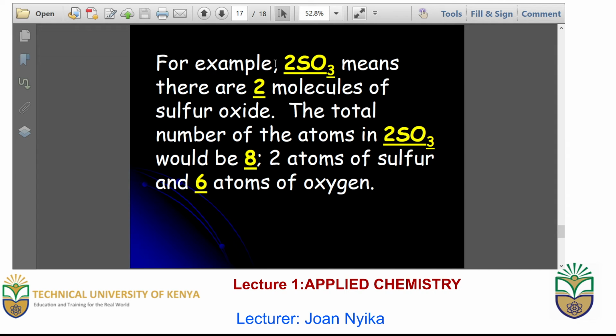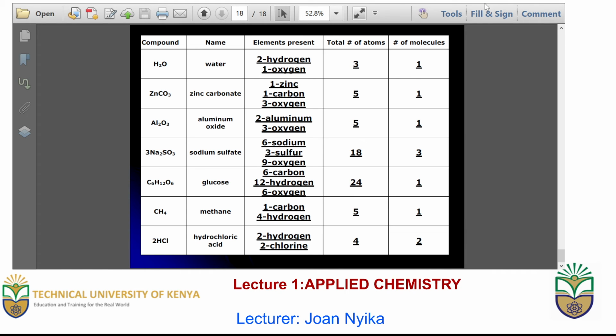Another example, let us look at this case. This is sulfur trioxide. However, there's a coefficient in front here. The coefficient is 2, meaning there are 2 molecules of sulfur trioxide. When you look at it in total per atom, there are 2 sulfur atoms and 6 oxygen atoms. The total is 8. I have given a table here with examples. Look at the case of zinc carbonate. Zinc carbonate has 5 atoms. It has 1 zinc atom, 1 carbon atom, and 3 oxygen atoms.